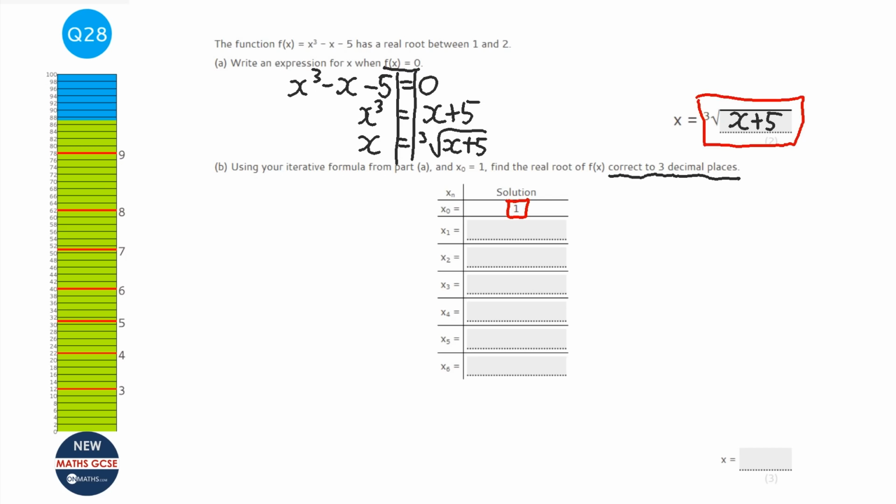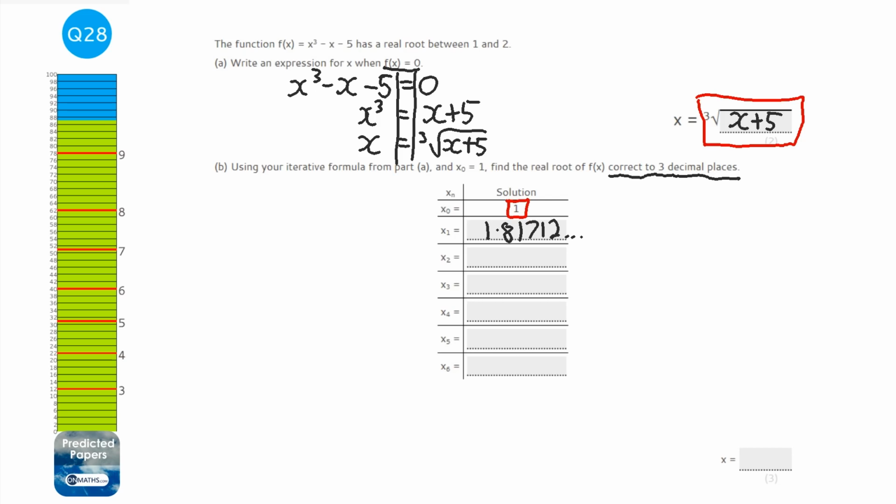Okay, so let's try it. So cube root of 1 plus 5, and that gets me 1.81712 blah blah blah. Okay, now I need to keep that answer, so what I'm going to do is press the cube root button, then click inside the root, and click answer plus 5. And the calculator will remember the answer to the one we had before.